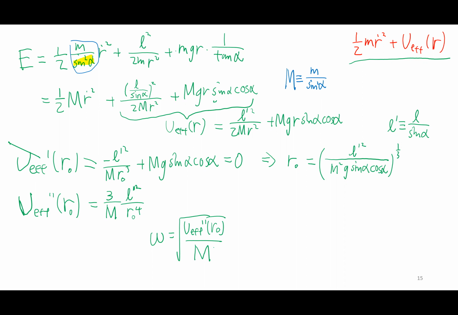Right, so now because I expressed the whole thing in terms of this capital M, this is U effective double prime divided by big M, not small m. And this can be expressed as this. And in the end, let me just express the final answer in terms of the real mass of the system, so the small m, and that would be this.